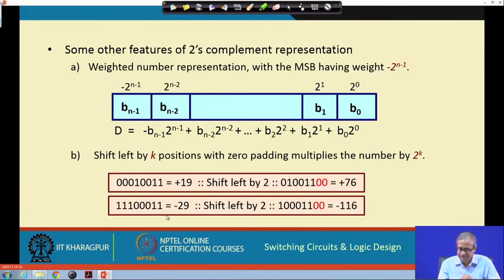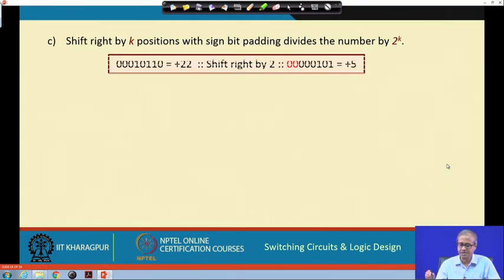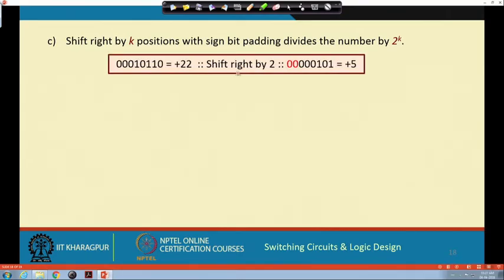Even take the case of negative numbers, minus 29 is this, you can check this is minus 29. Shift left by 2, 2 zeros are inserted, it is minus 116. So, minus 29 multiplied by 4 is minus 116. So, shift left by every position is equivalent to multiplying a number by 2. If you shift left twice, multiply by 2 squared. Similarly, if you shift right, it means dividing by 2. If you shift right by k positions, it means dividing by 2 to the power k.